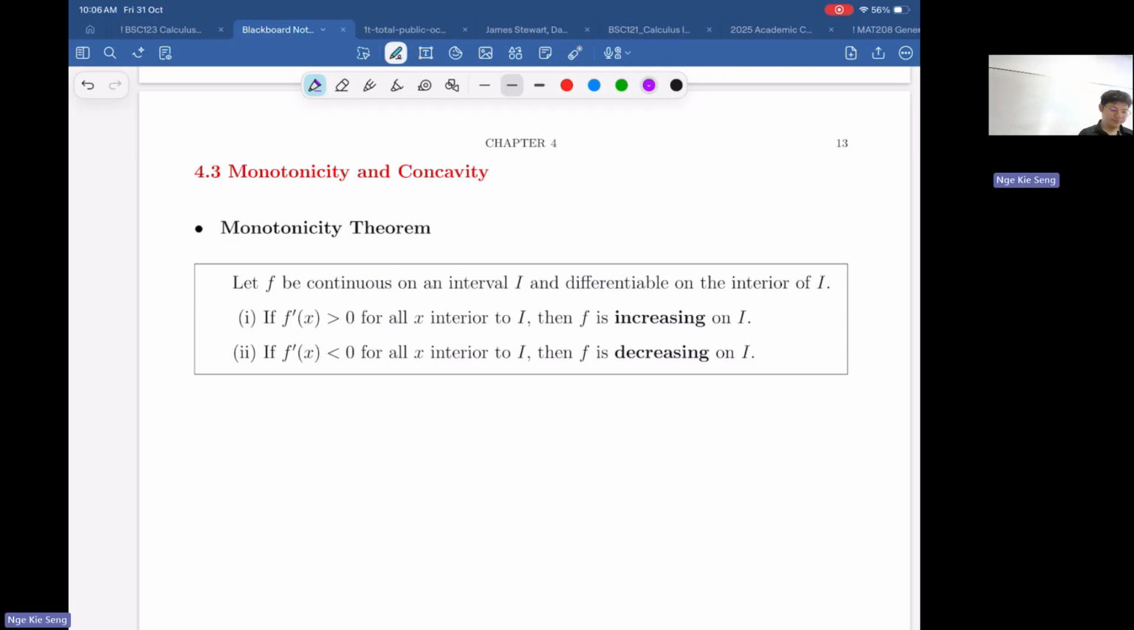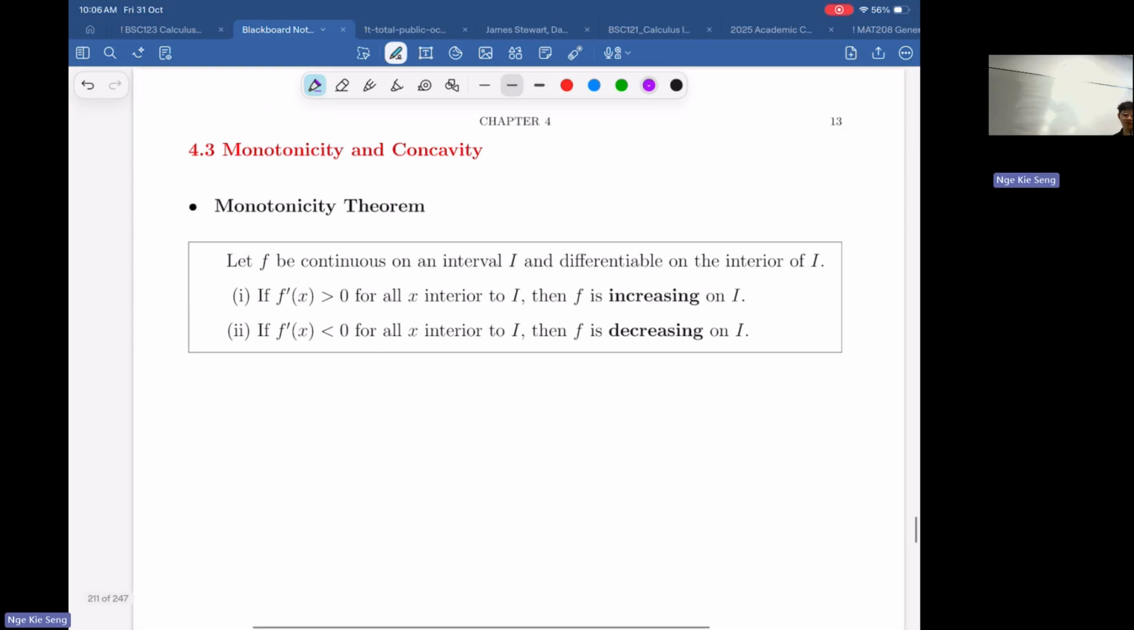Okay, so let's continue. We are actually almost at L'Hopital. Maybe if we can't do it today, we will do it next week. So to motivate that, we will start with the monotonicity theorem. If your f has always a positive derivative, this means your f is increasing. If your f has a negative derivative, then this means your f is decreasing.